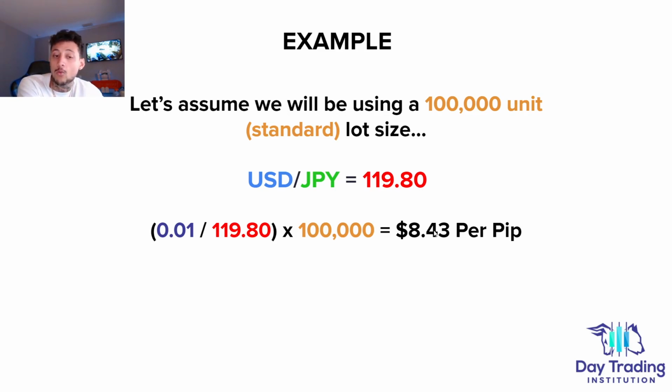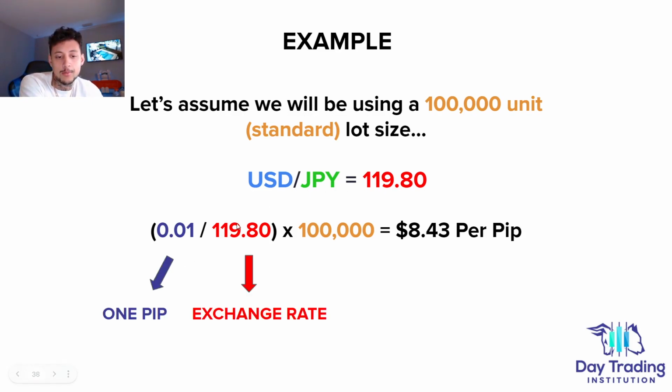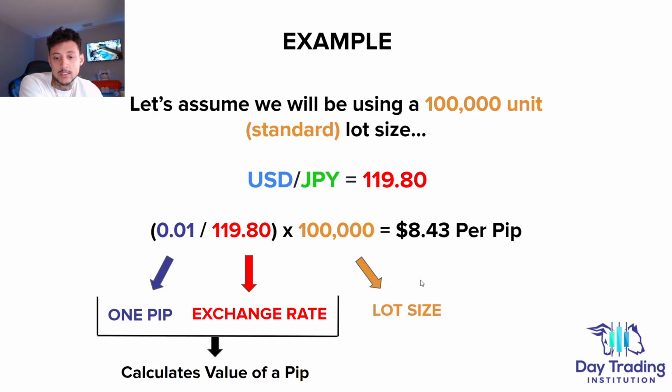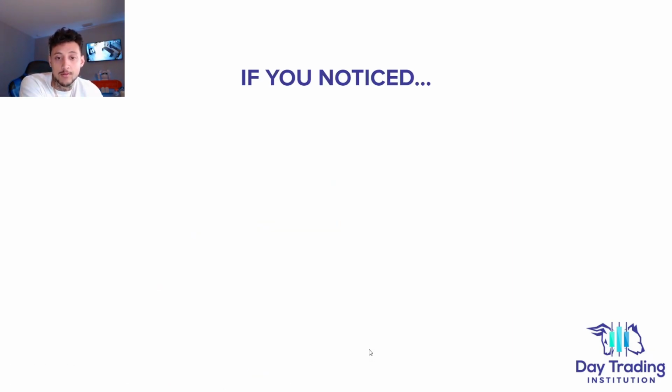Now, again, depending on what you're trading, the value of the lot size changes. The lowest it'll be is $8.43. The highest it'll be is probably $10, but it's around an average. So this is going to be 1 pip. This is going to be the exchange rate. Your lot size is here. This is how much you're making per lot. So all this does is simply calculate the value of the pip.